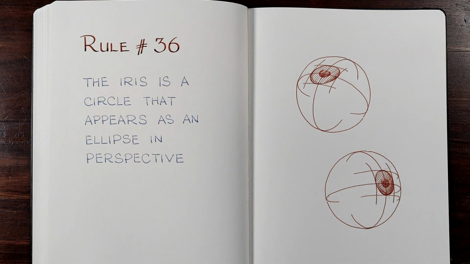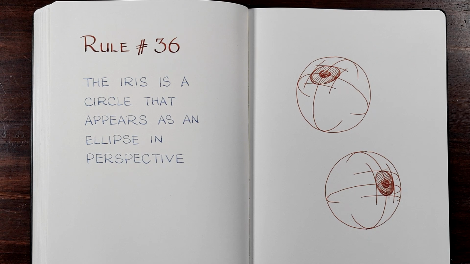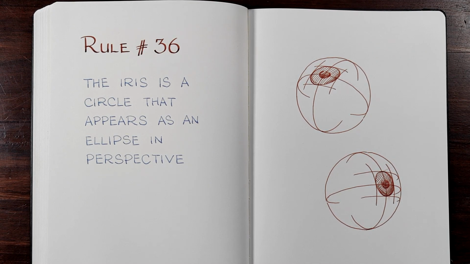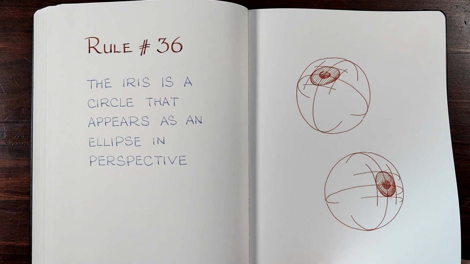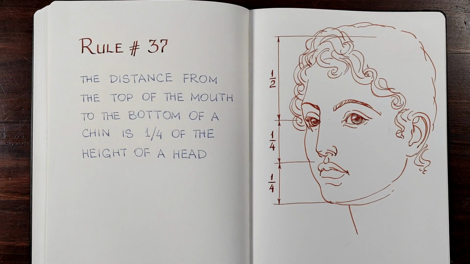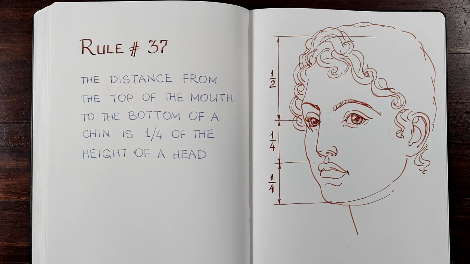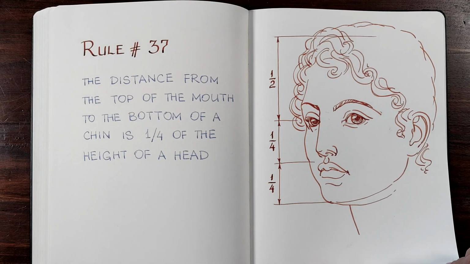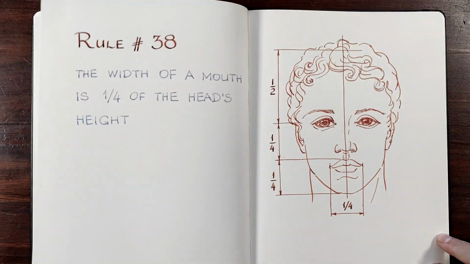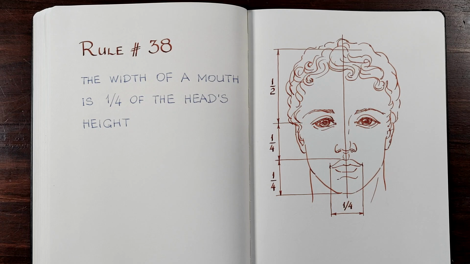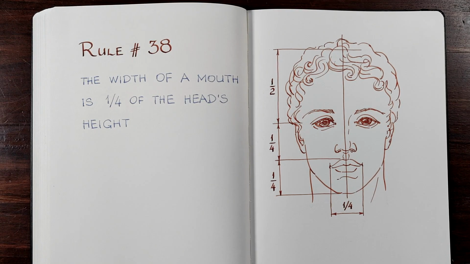Rule number 36. The iris is a circle that appears as an ellipse in perspective. Rule number 37. The distance from the top of the mouth to the bottom of the chin is 1/4 of the height of a head. Rule number 38. The width of a mouth is 1/4 of the head height.